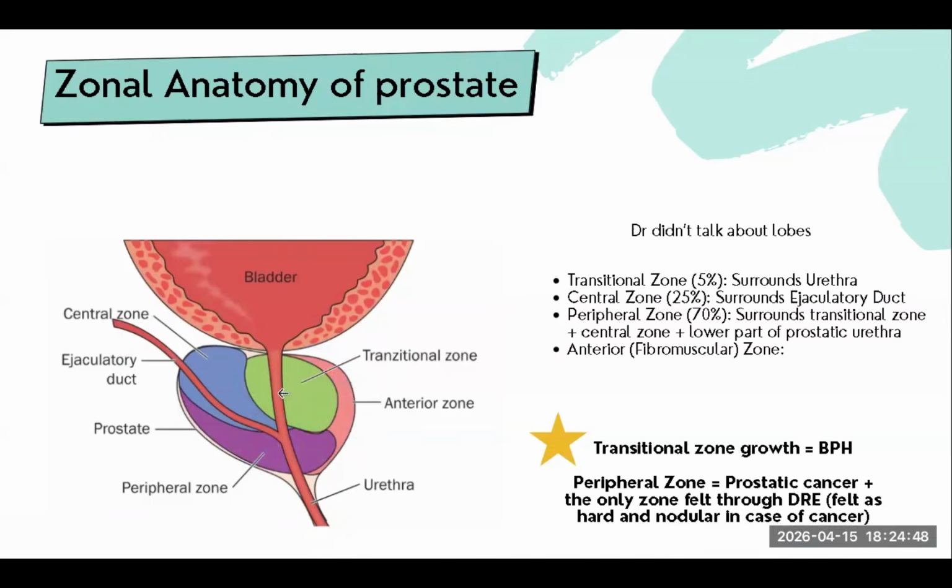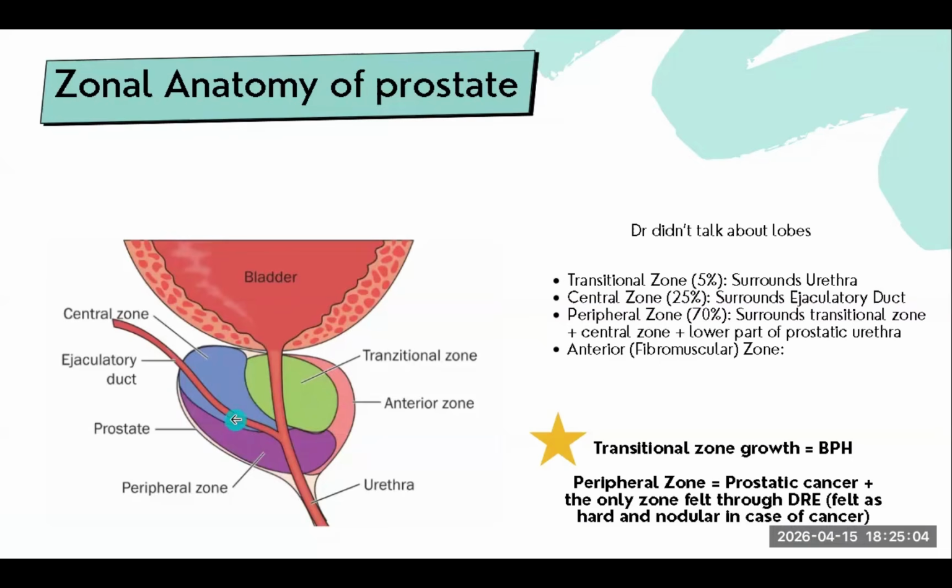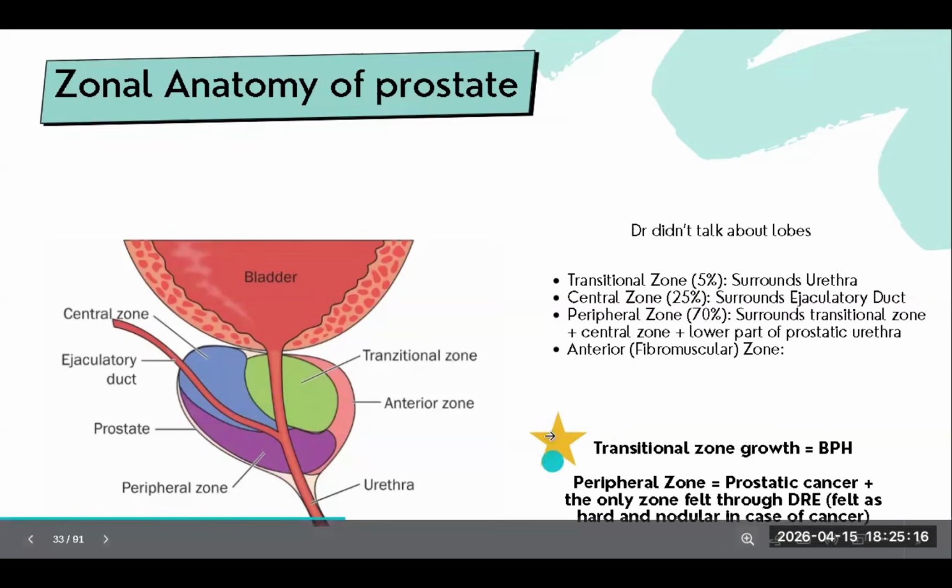What's important though is that the transitional zone is hypertrophied in benign prostatic hyperplasia. And the peripheral zone is the zone where most prostate cancers occur. And it's also the only zone which is felt through digital rectal examination. And it's felt as hard and nodular in the case of prostatic cancer. You're gonna get like 3 questions from this. So if you don't understand it, just memorize it. I'll give you guys like 3 seconds to look into it.